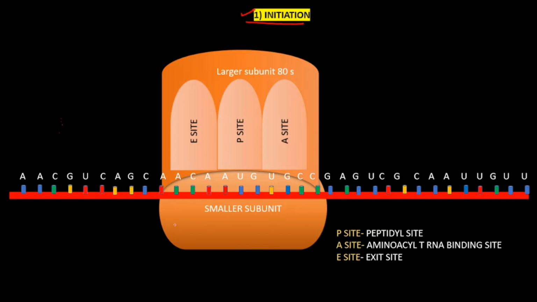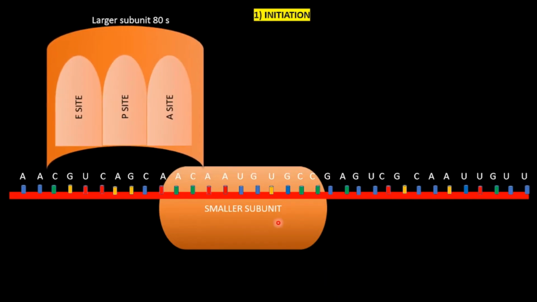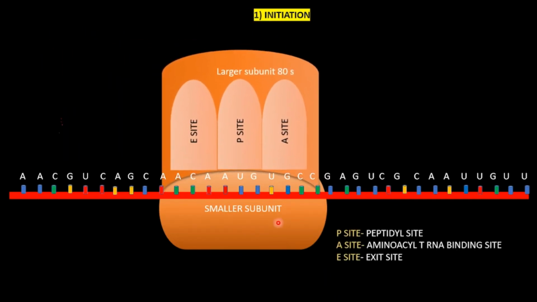Larger subunit consists of two main sites, that is A site and the P site. A site stands for amino acyl transfer RNA binding site and the P site stands for peptidyl site. And the larger subunit will bind to the mRNA in such a way that this initiating codon, that is AUG, falls on the P site of the larger subunit.